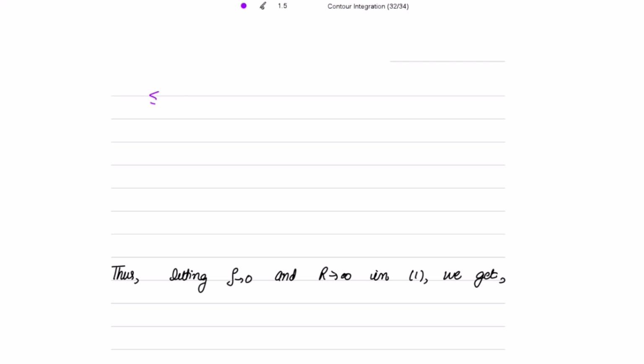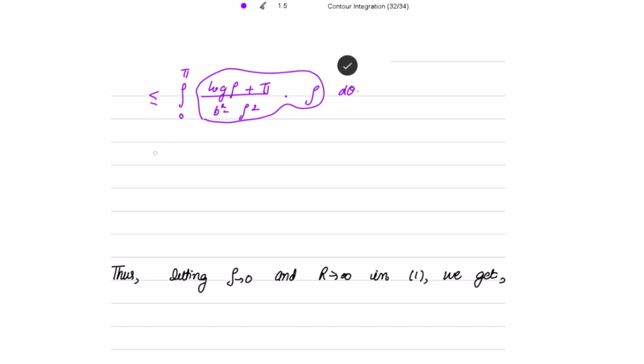So this is further less than or equal to the integral from 0 to pi of (log of rho plus pi) in the numerator, and in the denominator it is b square minus rho square, times rho d theta. Now this complete expression is constant. Taking this outside, we just integrate 1 with respect to theta. This will be pi times, right?